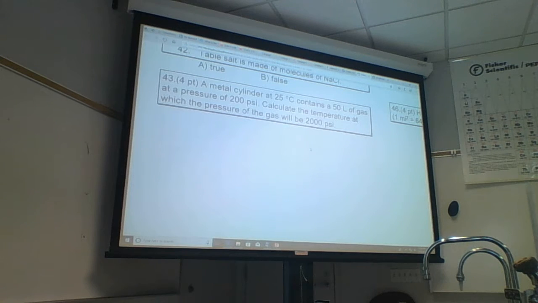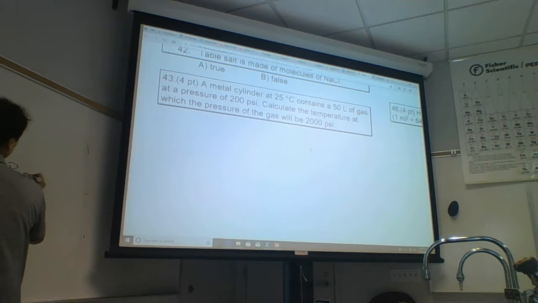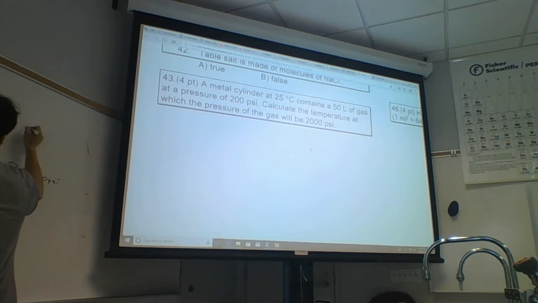All right, so T1 is 25 degrees C, which is how many Kelvin? 298 Kelvin. V1 is 50 liters. P1 is 200 psi. Calculate the temperature at which the gas will be at 2,000 psi. So P2 is 2,000 psi. T2 is unknown. V2, what is V2?